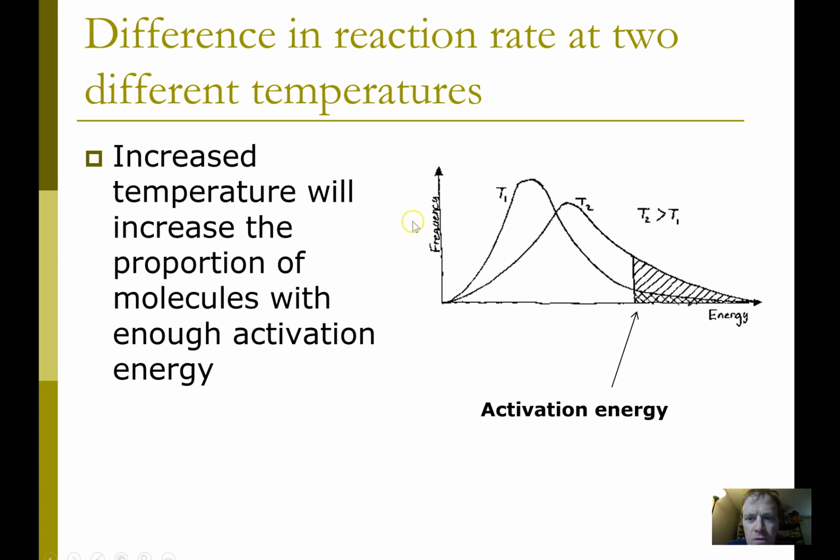All the rest of them are moving too slowly. However, at T2, so we take this same sample of gas, we heat it up. It shifts its whole curve over to the right. Activation energy remains constant because that doesn't change.